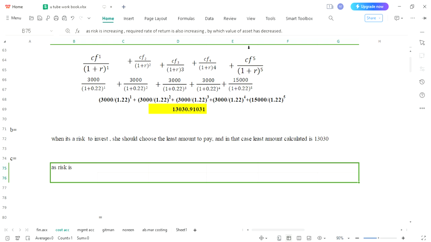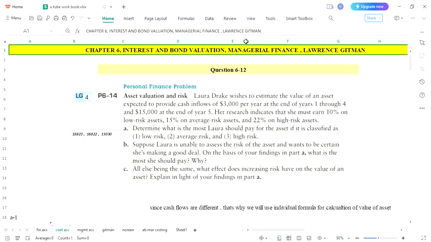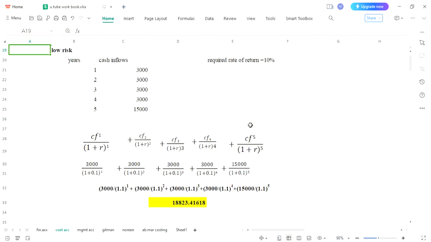Let's make it visible. So what finally we have decided, if you are increasing your risk, your required rate of return is increasing, by which the value of asset would be decreased. And this was our requirement. Explain what effect does increasing risk. Risk was increased, value of asset has been decreased because your required rate of return was increasing. So our C part is also completed.